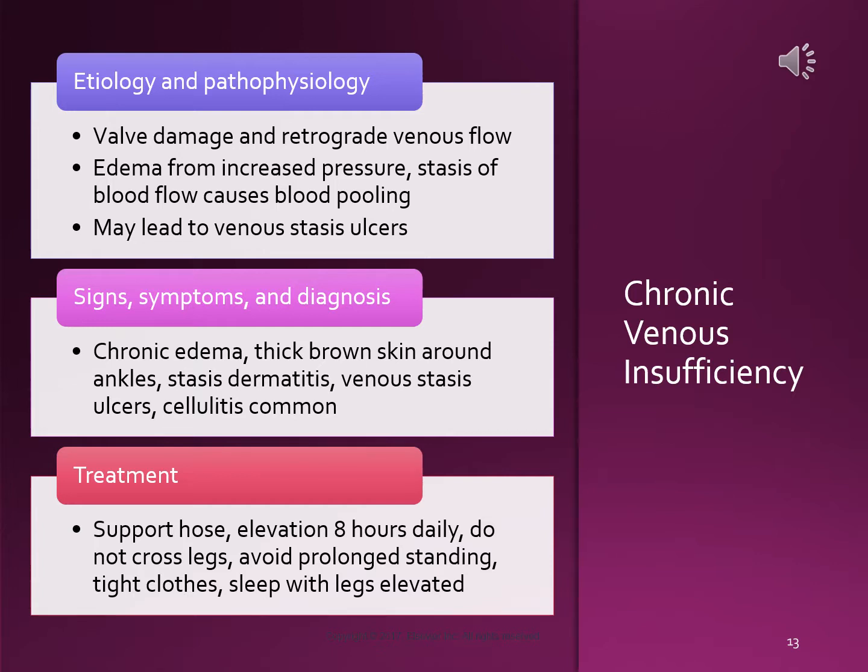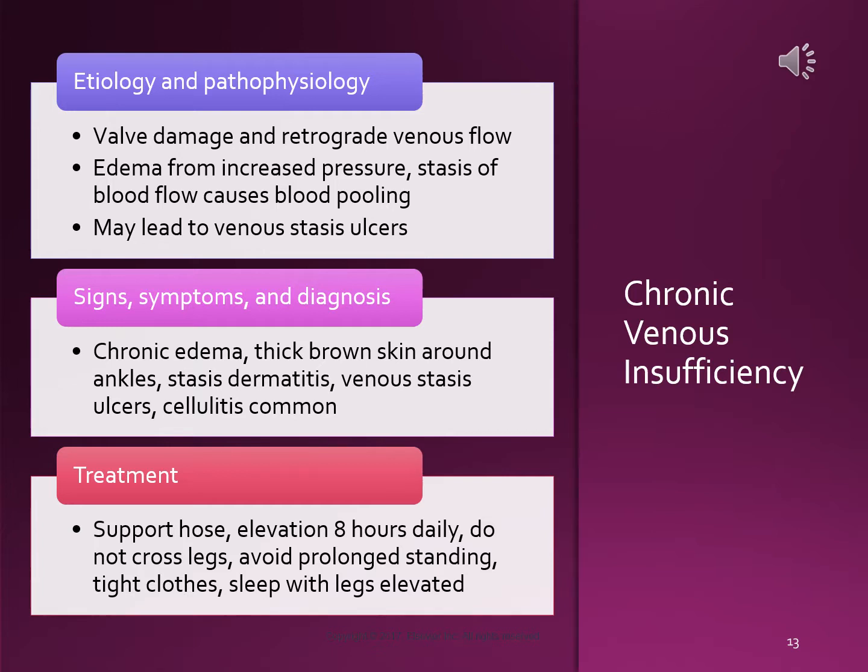So chronic venous insufficiency is when you have valve damage and retrograde venous flow. Venous return is usually helped out by the pumping action of your calves, and you have one-way flow directed by valves. But when those valves are compromised, you get bidirectional blood flow, and that's a problem. You get increased pressure in those vessels, and then edema comes from the increased pressure. The stasis of the blood flow causes blood pooling, and this may actually cause venous stasis ulcers.